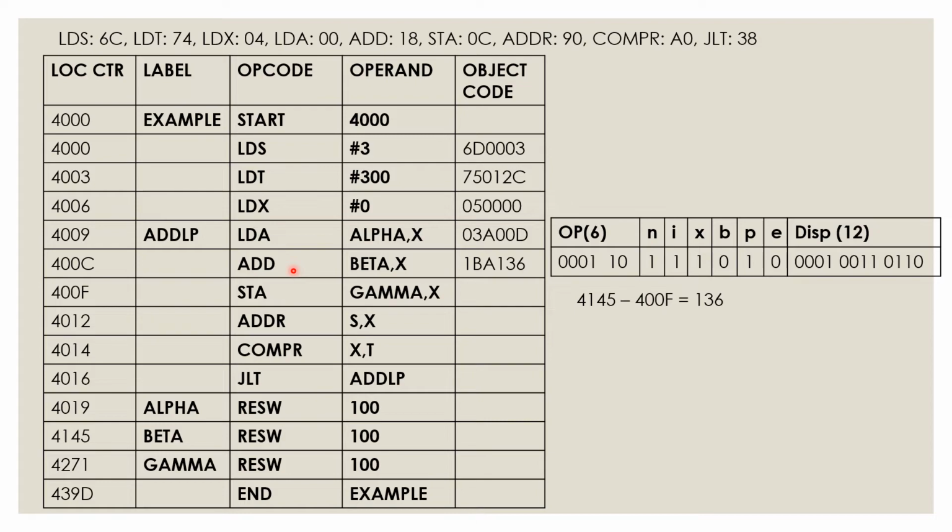So making use of the formula, value of beta is 4145 minus 400F, we get the value as 136 and we'll represent it in displacement, that is value of 1 is 0001 and value of 3 is 0011 and value of 6 is 0110. By grouping the first 4 bits we get the value as 1 and the next 4 bits 1011 we get it as value B, and the next 4 bits 1010 we get the value as A, and the next 4 bits the value 1 and the next 4 bits the value of 3 and the last 4 bits 0110 we get the value as 6.